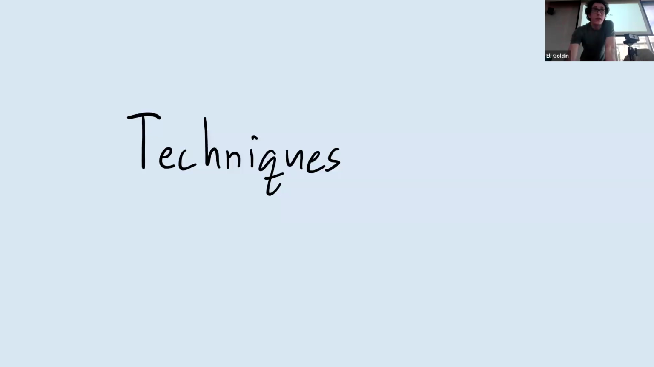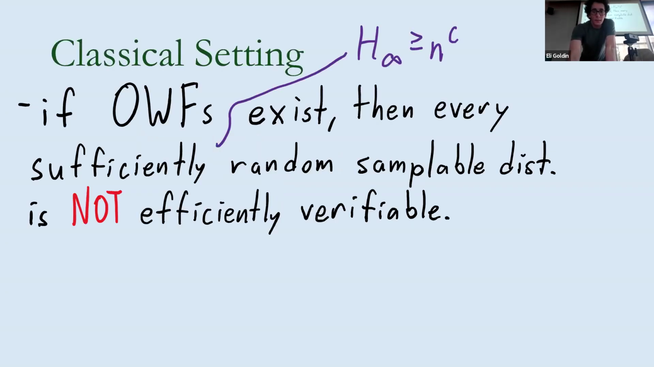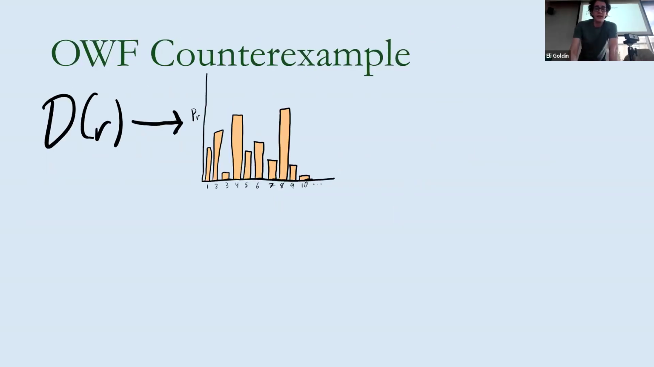But I will focus on the classical techniques regardless. As a warm-up, I'll start by showing that if one-way functions exist, then distribution verification is impossible for any distribution. In particular, let D be the sampler for some classical distribution. We'll think of D as some Turing machine that takes in some randomness R, and on a random R, outputs a sample from the distribution.